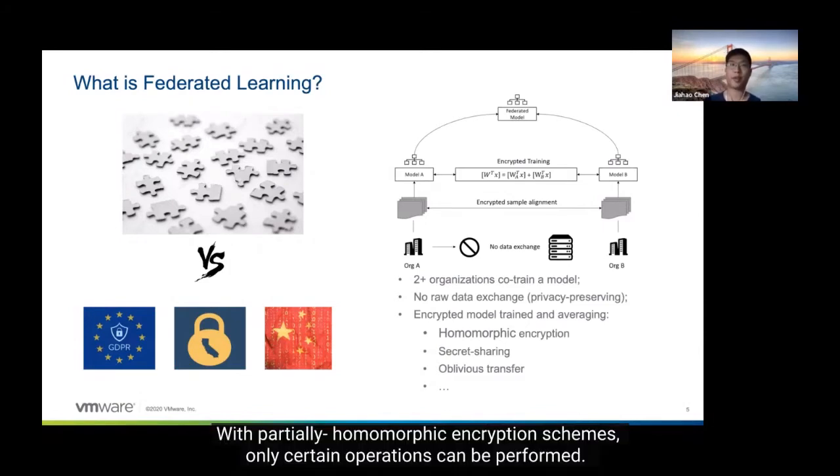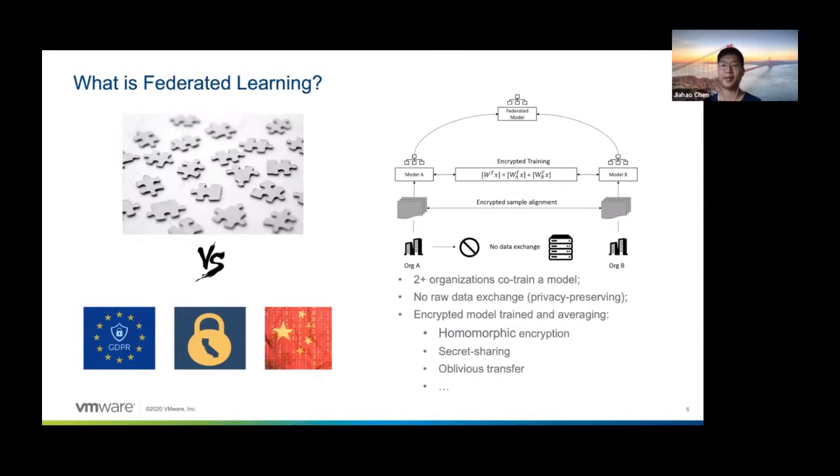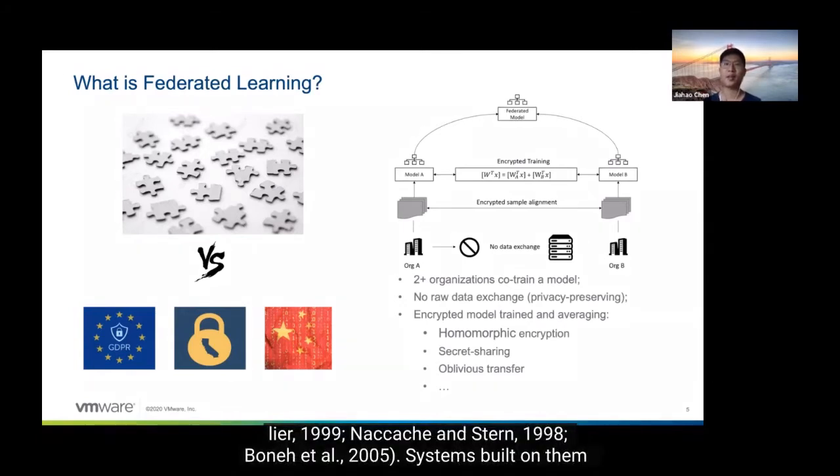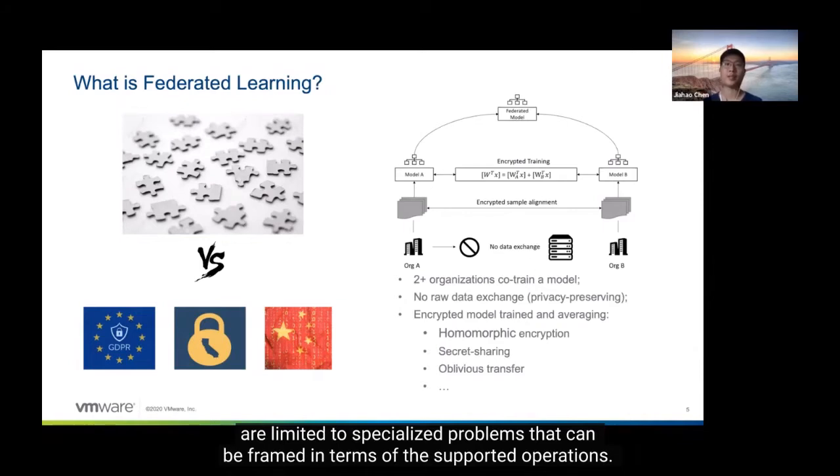With partially homomorphic encryption schemes, only certain operations can be performed. Several efficient partially homomorphic encryption schemes are known, like the Paillier. So the FATE project, which we will talk about later, has implemented the Paillier by Excel. The systems built on partially homomorphic encryption are limited to specialized problems that can be found in terms of the supported operations.